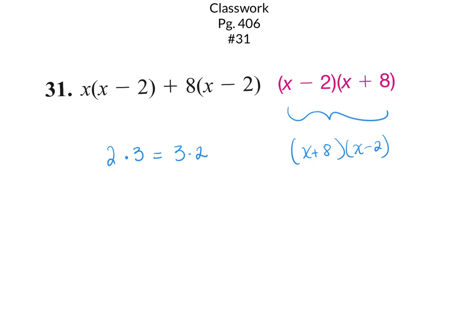Your common group is the x minus 2. So you're going to take out the x minus 2, and you're going to give me what you have left over. You have an x and a plus 8. So you're going to group that x and plus 8.